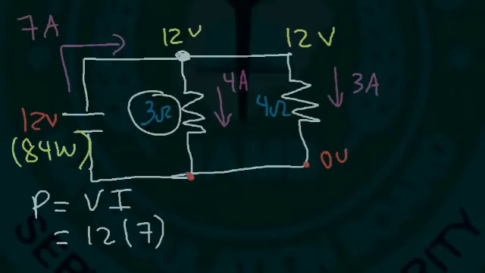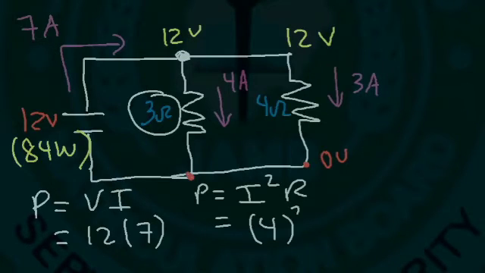Now what about the 3 ohm resistor? How much power does it absorb? So let's use I squared R. The current that flows through the 3 ohm resistor is 4 amps and its resistance is 3. 4 squared is 16. 16 times 3 is 48. So the 3 ohm resistor absorbs 48 joules of energy every second, or 48 watts.